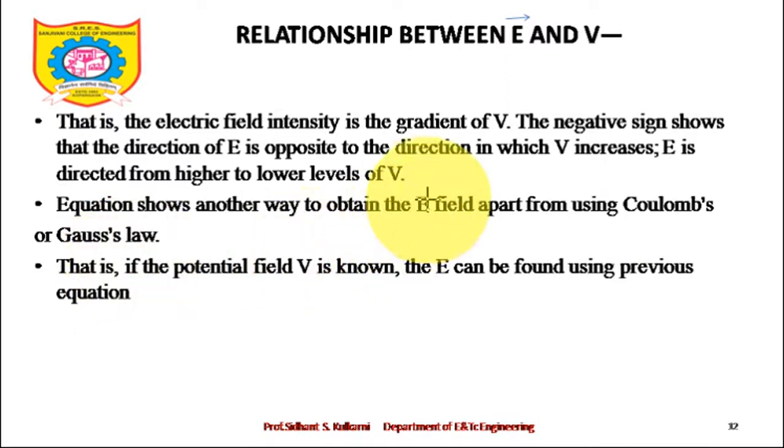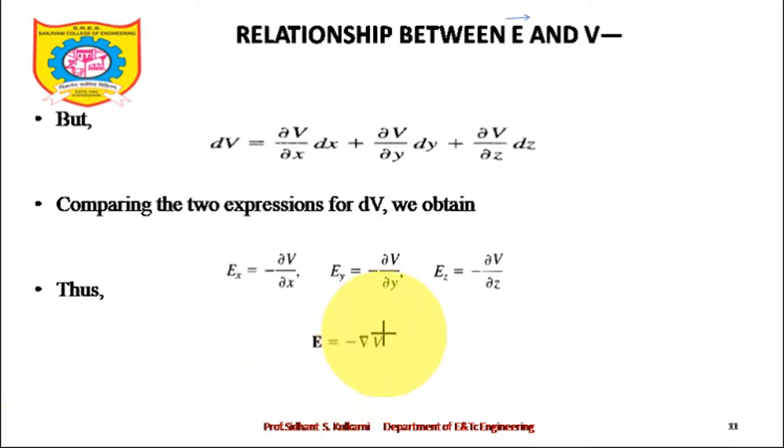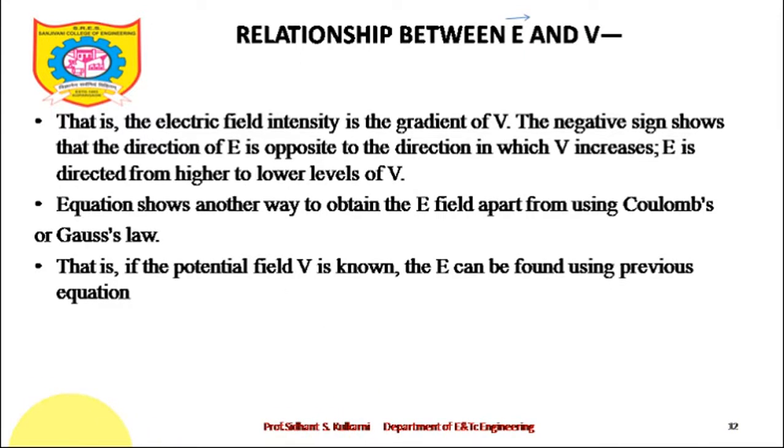We already noticed E bar by using Coulomb's law and Gauss law. If I want to calculate E bar and the potential is known to me, this is the easiest way to calculate E bar. If a potential V is known, E can be found using the previous equation. So there are now 3 formulas for calculation of E bar: one using Coulomb's law, one using Gauss law, and another using this potential expression. All 3 points are important from the examination point of view.